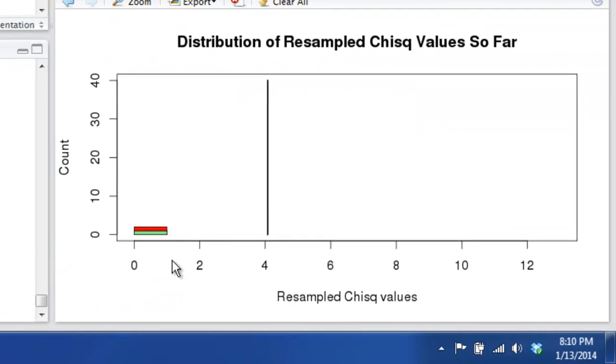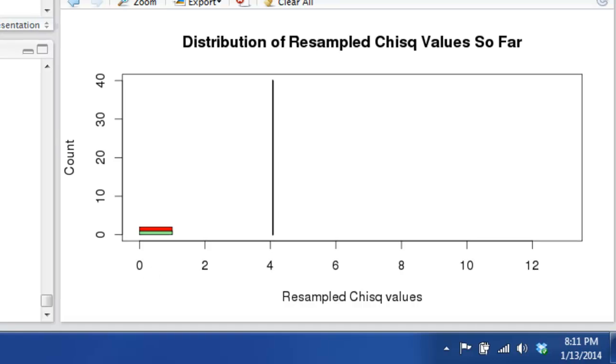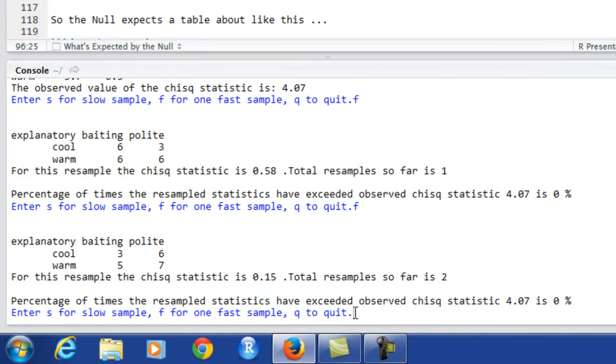Over in the plots pane, we see that the new chi-square statistic stacks up with the old one. They're about equal to the same thing. The new one here is in red. Let's start moving a little faster.